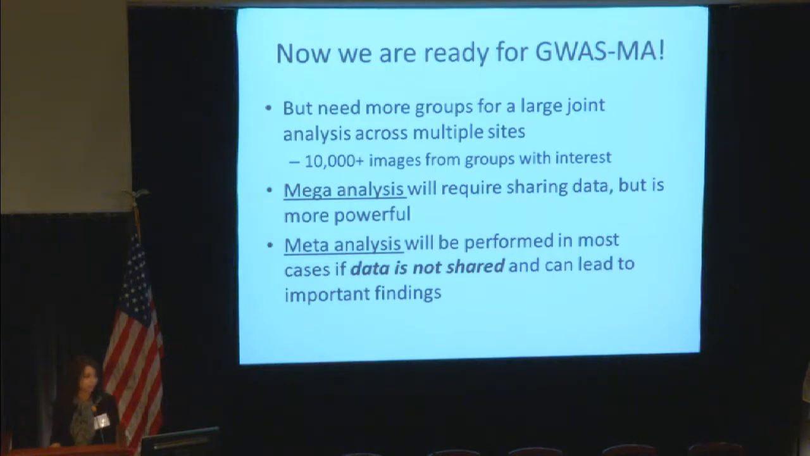But we do need more groups for a large joint analysis across multiple sites. So far, we have several groups interested in the combined data. It's going to be over 10,000 scans. Mega-analysis will require that some sites share data. It is more powerful, so we could expect to have more discoveries. However, for the most part, meta-analysis will be performed, and even if the data is not shared, which it hasn't been for some of the other imaging consortiums, it could still lead to important findings.